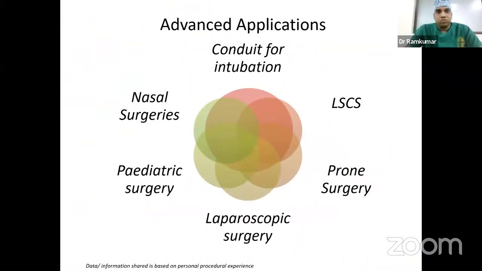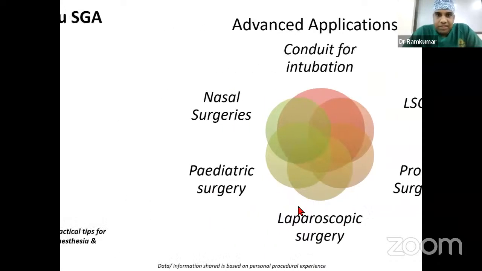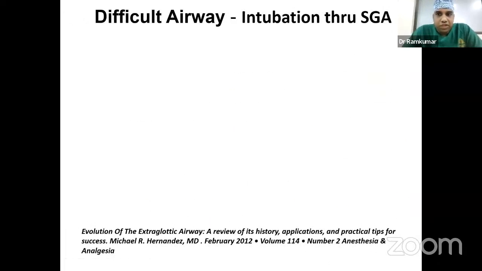And finally, coming to the advanced applications of devices. The basic applications are the use of supraglottic devices for superficial peripheral surgeries, or in situations where you're not able to intubate and are at a dead end. In such cases it can be used; those are the basic uses, but let's see the advanced uses. It can be used as a conduit to intubate. It can be used as a rescue device during LSCS. It can be used as a rescue device in prone surgery. It can be used in laparoscopic surgeries, pediatric surgeries, and nasal surgeries. We'll see the use as a conduit to intubate.